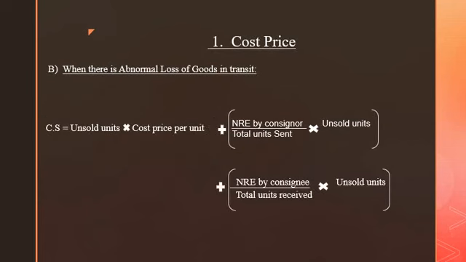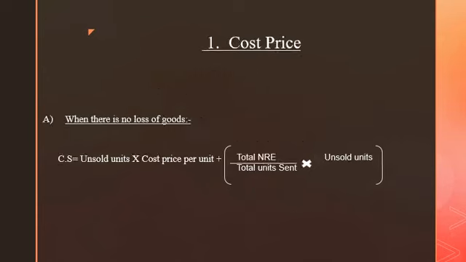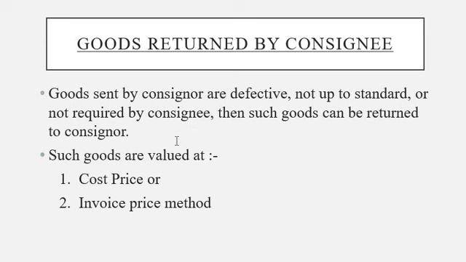Second one is wherein there is abnormal loss of goods in transit. So again the formula will be, for invoice price, consignment stock is equal to unsold units into cost price per unit plus, where it is written cost price per unit, you will be replacing it with invoice price per unit. Why? Because we are trying to solve the second method. There are two methods. I have told you, if you are getting confused, just look here.